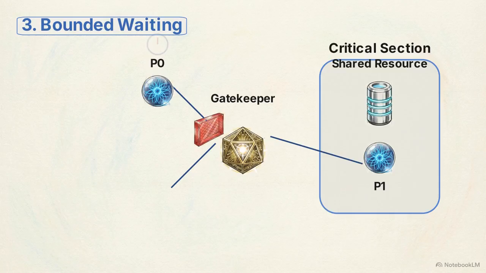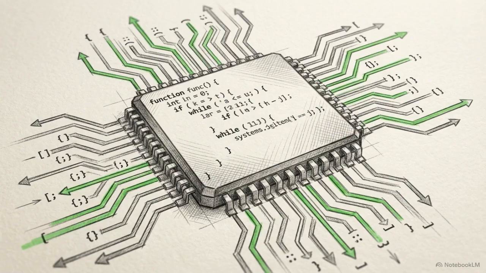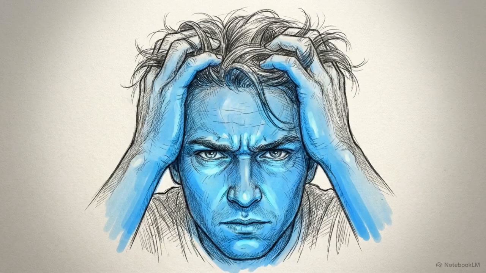The third is bounded waiting. Every process must eventually get a fair turn to execute. No process can be starved of resources indefinitely. Guaranteeing all three of these properties simultaneously using purely software logic, without relying on specialized hardware instructions, is notoriously difficult.